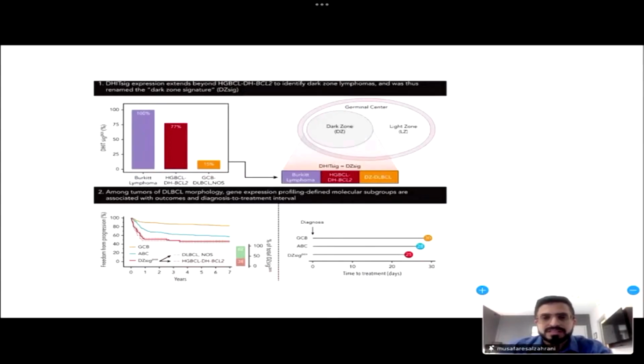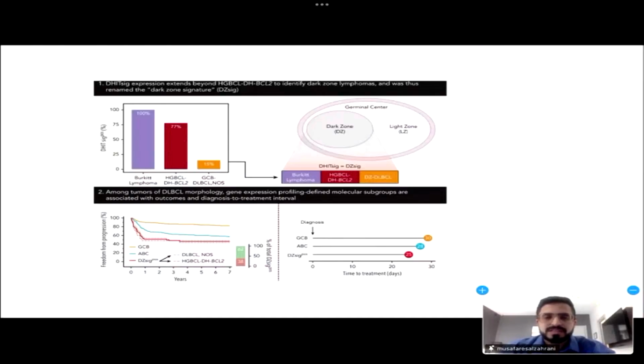As we can see in this study, in the graph in the left upper corner, basically 100% of Burkitt lymphomas have the dark zone signature, and about 77% of the double hit have the dark zone signature, while about 15% of the diffuse large B-cell lymphomas do, usually in the GCB type. And you can see that the germinal center can be divided into light zone and dark zone, and then the three lymphomas can arise from there.